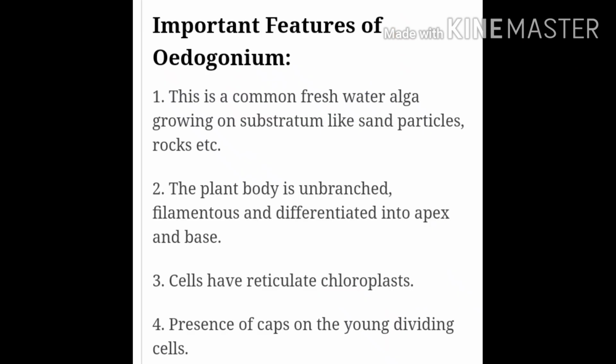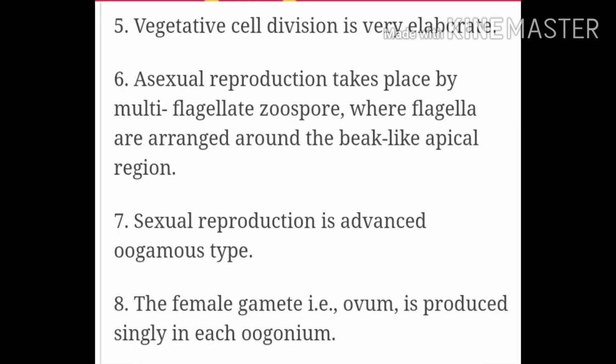Oedogonium is a commonly occurring freshwater alga growing usually on substrates like sand particles, rocks, etc. The plant body is filamentous, unbranched and divisible into apex, middle and base. And cells have a reticulate type of chloroplast, a network-like chloroplast. The most important feature is the presence of caps on young dividing cells. Remember, it's a very important point. Presence of caps on young dividing cells is a unique feature of Oedogonium. Oedogonium exhibits 3 types of reproduction: vegetative reproduction, asexual reproduction and sexual reproduction. Vegetative reproduction is very elaborate.